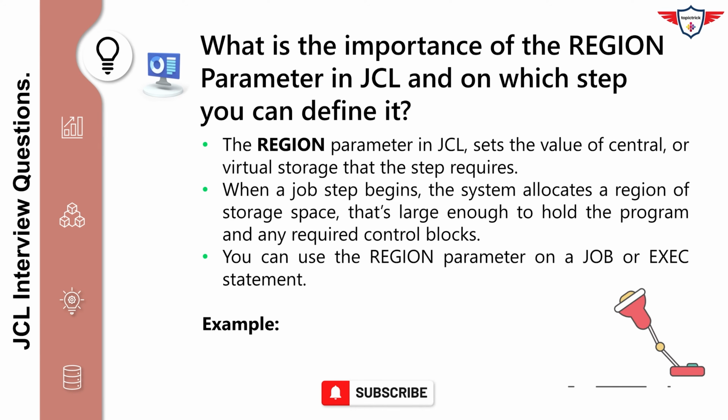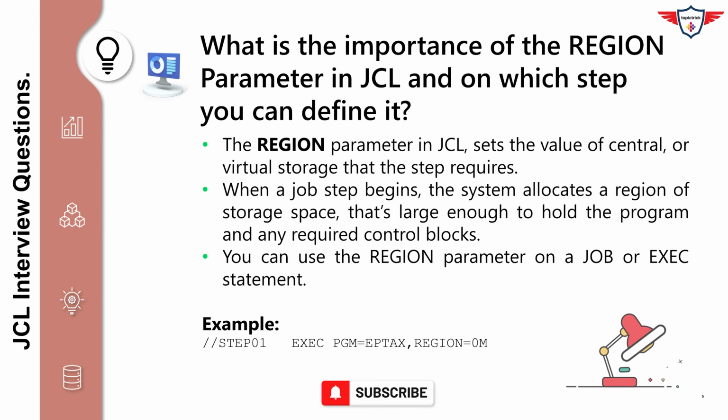As the program executes, it can enlarge its region by acquiring additional storage. You can use the region parameter on a job or exec statement to control the maximum amount of storage that can be acquired for a job step's region. Although the system also allows you to code region equals 0K or region equals 0M to allocate all available storage.